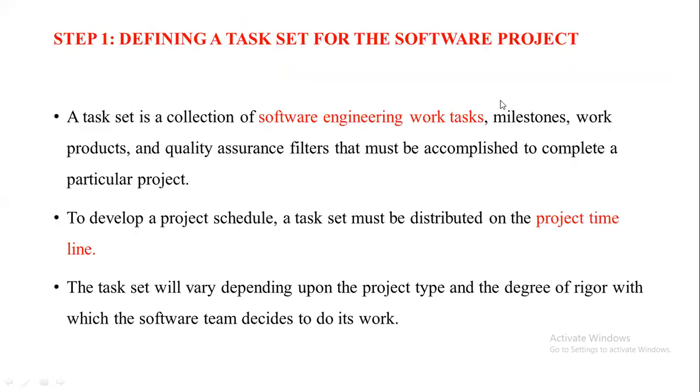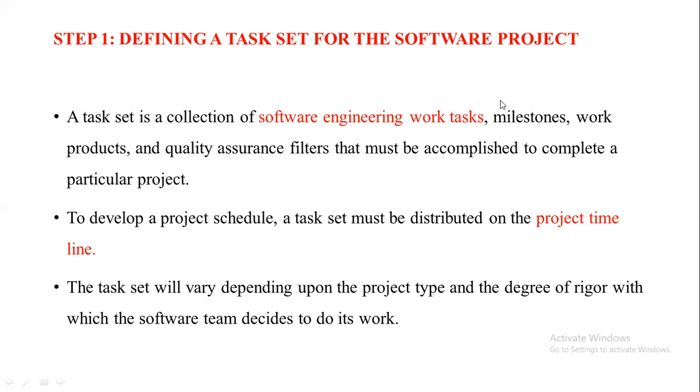So the first step is developing a meaningful task set. When we take any software project, it will consist of n number of tasks. That is what we call a task set, that is nothing but the collection of tasks. What is the milestone? That is when we have to complete the particular task. And what is the output, that is the work product, and what are all the other quality filters we have to include to complete the project. So the first step in project scheduling is we have to identify what are all the tasks, what is the milestone, what is the output, and what are the quality filters we have to develop.